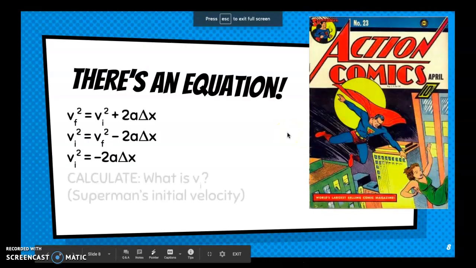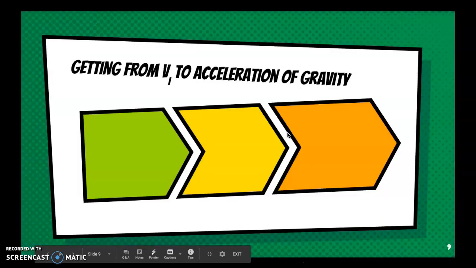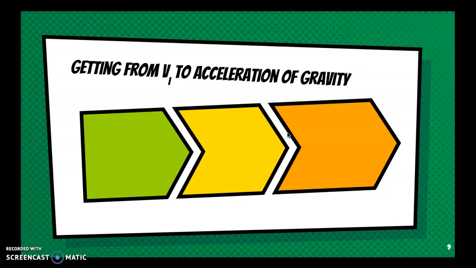So we've done all this. There's the equation. Now you know the initial velocity of Superman the instant he leaves the ground, and we're going to try to walk from there to the acceleration of gravity on Krypton. Here are the steps we're going to take.